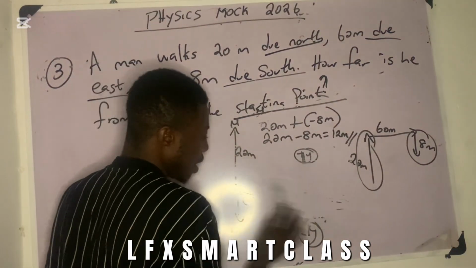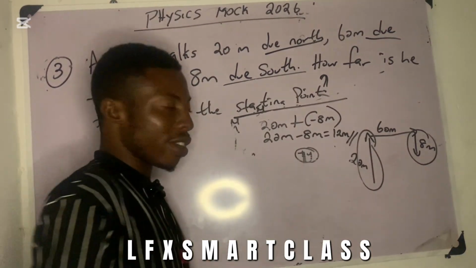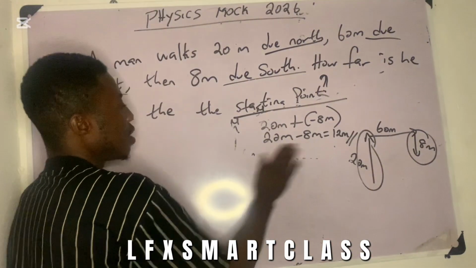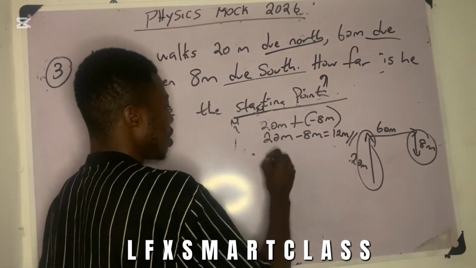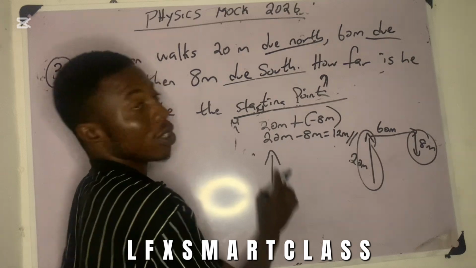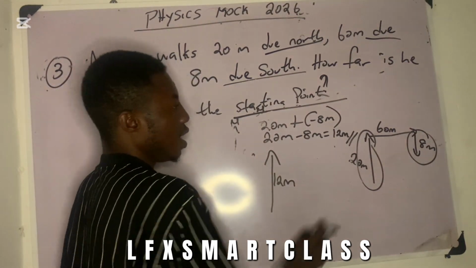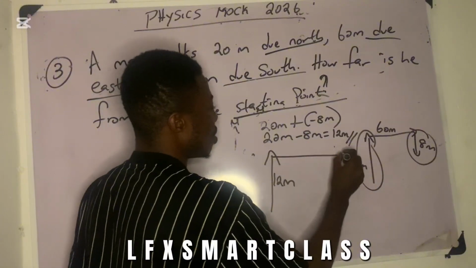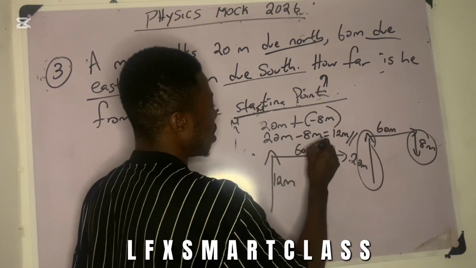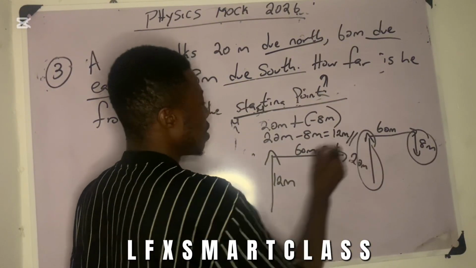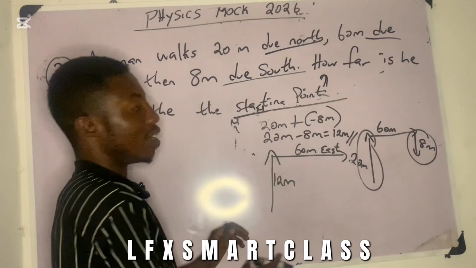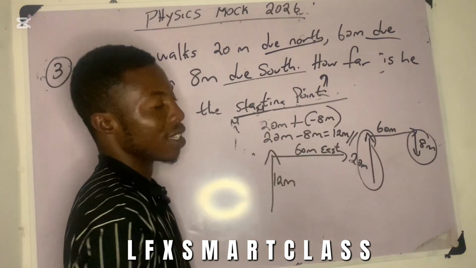It's now going to be that. That means that if I resolve this, it will be like this. But it's positive 12 meter, that means it's towards north. So that means this is going to be 12 meter. And if I add this one, it's now going to be what? 60 meter east. So I've gotten the direction now. 12 meter and 60 meter.